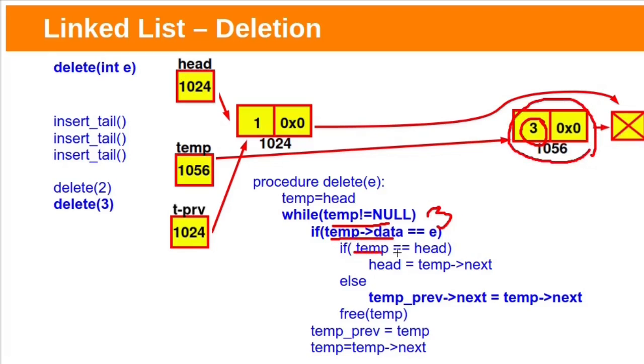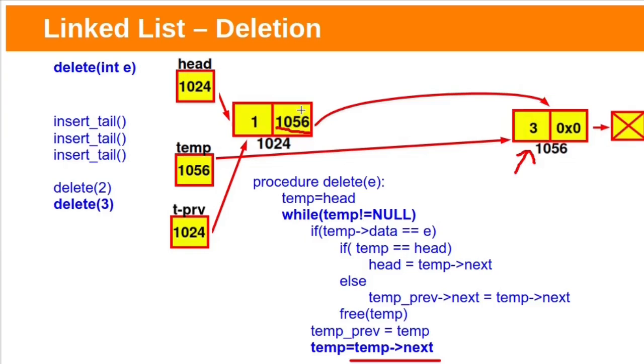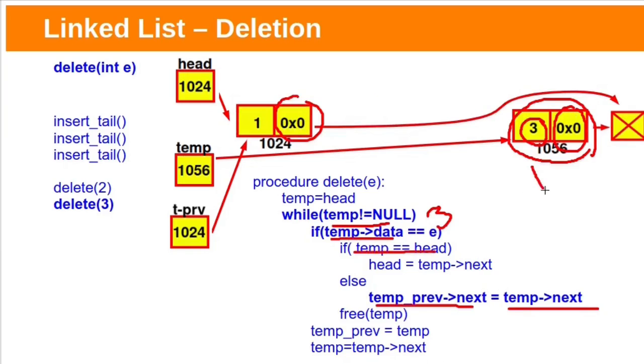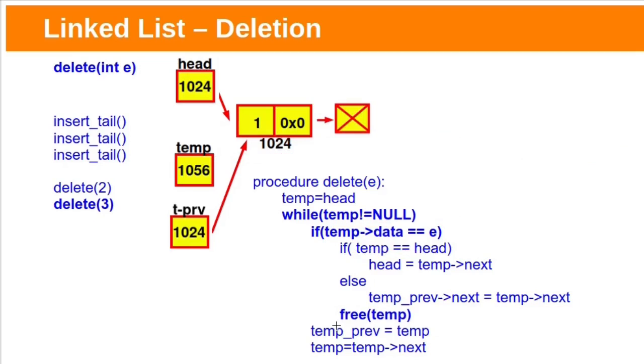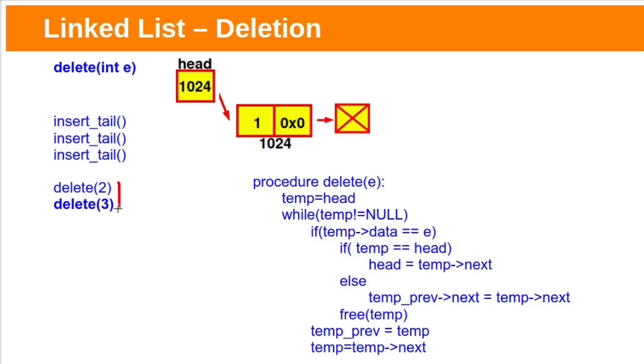Again, temp is not head, so place this temp next value in temp previous next. Here temp next value is null, which will be placed in the temp previous next. Previously it was 1056. Now we will replace this 1056 with null. Now we can delete this node. We can delete that by using this free function. After these 2 deletions, we have one node within our linked list.